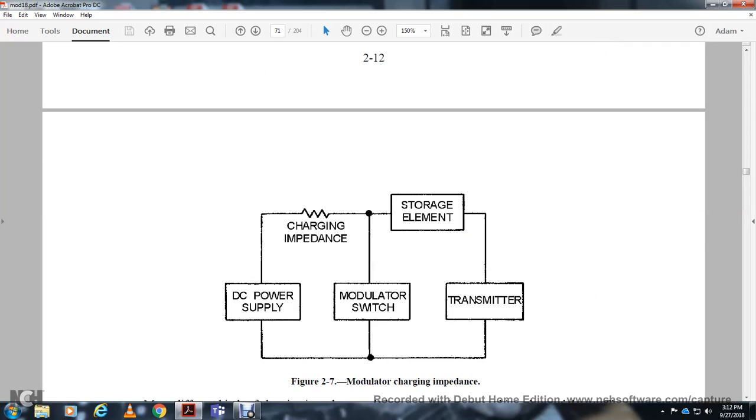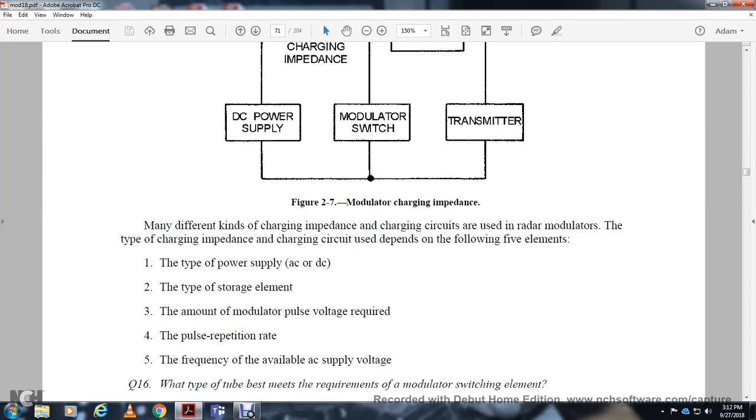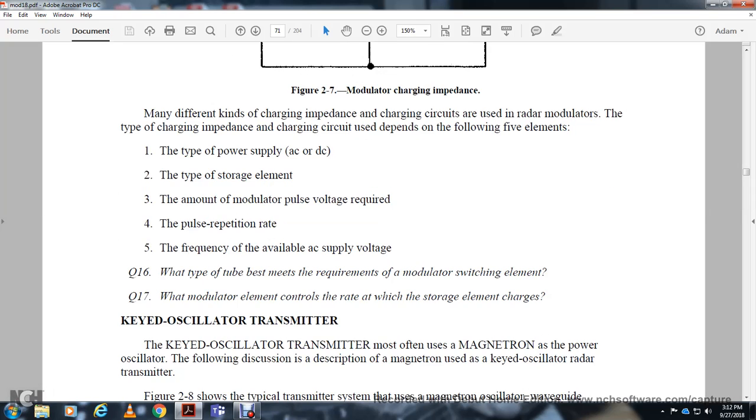This shows the two types of modulator charging impedance. The DC power supply, modulator switch, transmitter, storage element, and charging impedance are shown. The resistor produces a voltage drop over the charging impedance. The charging circuit of the radar modulator depends on the following five elements: the type of power supply, AC or DC; the type of storage element; the amount of modulator pulse voltage required; the pulse repetition rate; and the frequency of the available AC supply voltage.